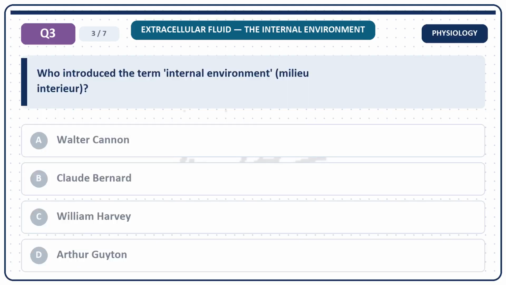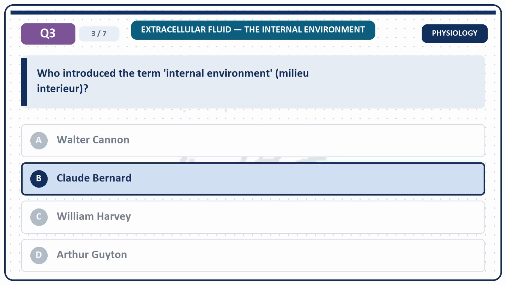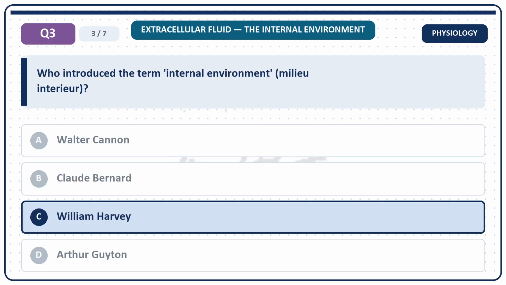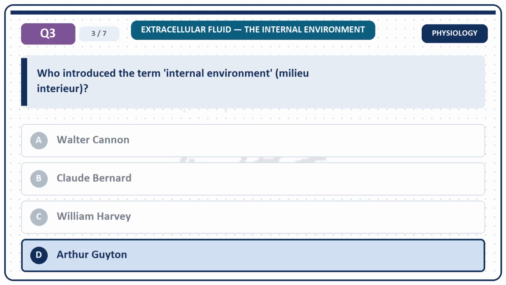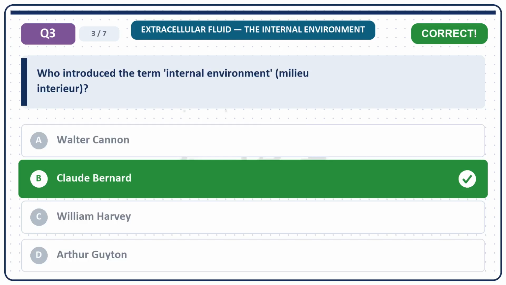Question 3. Who introduced the term internal environment, Milieu Interieur? Option A, Walter Cannon. Option B, Claude Bernard. Option C, William Harvey. Option D, Arthur Guyton. Option B, Claude Bernard. That's correct.